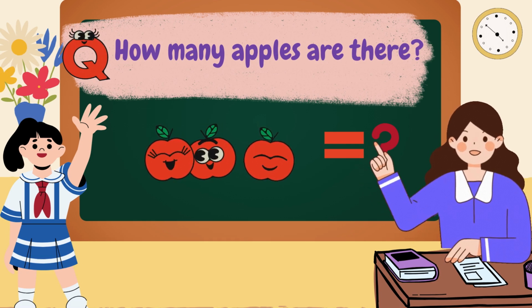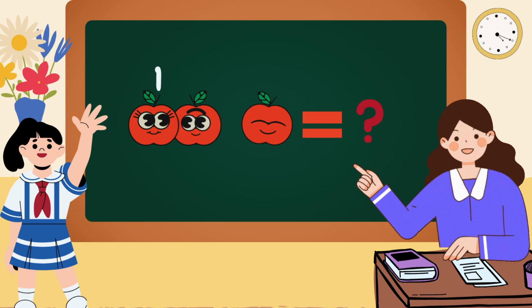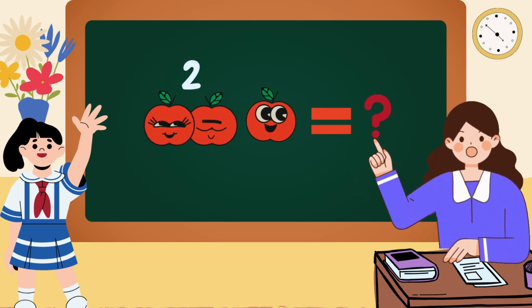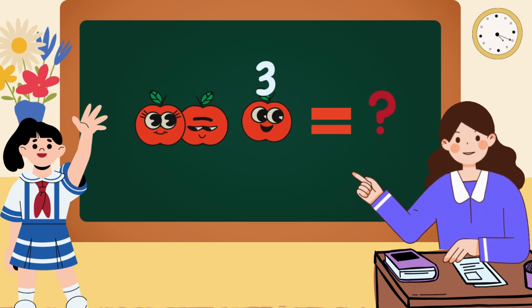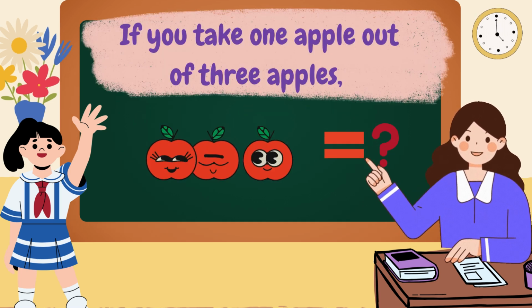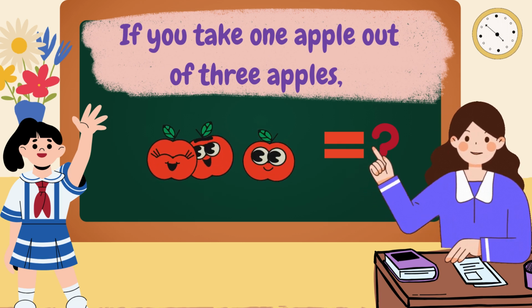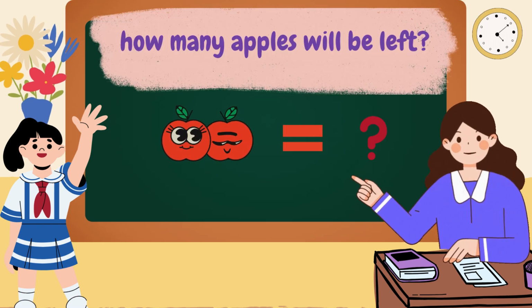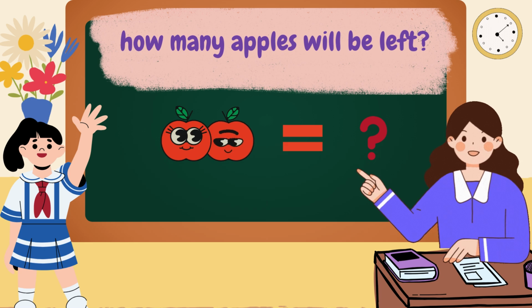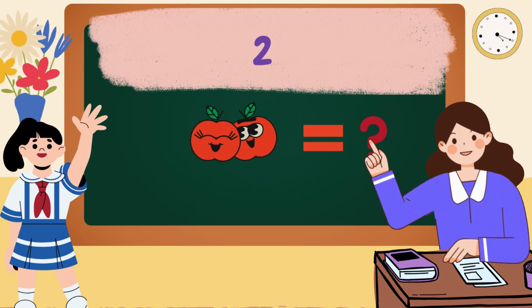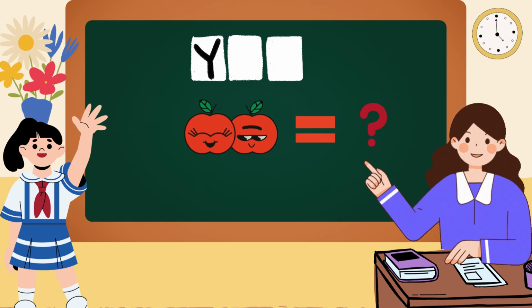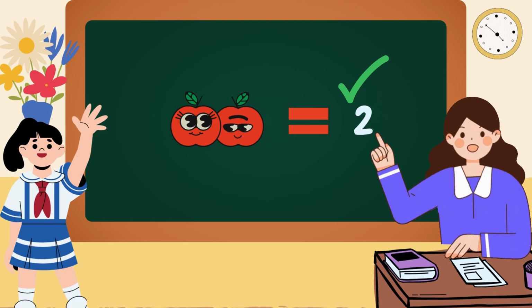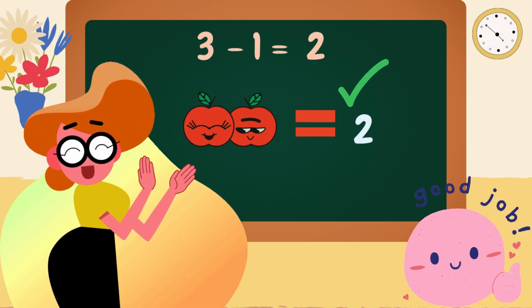How many apples are there? 1, 2, 3. If you take one apple out of 3 apples, how many apples will be left? 2. Yes, 2. Good job.